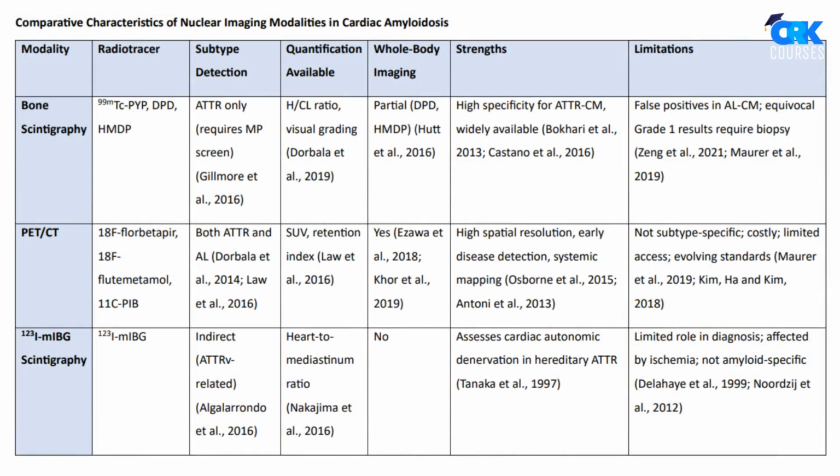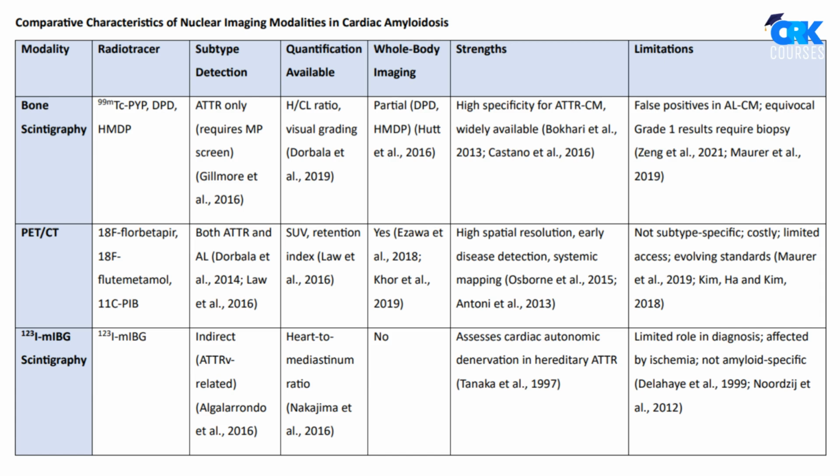Now let's summarize the key characteristics of nuclear imaging modalities used in the evaluation of cardiac amyloidosis. First, bone scintigraphy. This method uses technetium-labeled tracers, specifically 99mTc-PYP, DPD, and HMDP. It's capable of detecting only ATTR amyloidosis and only when monoclonal protein screening is negative. Quantification is available through the heart-to-contralateral lung ratio and Perugini visual grading.